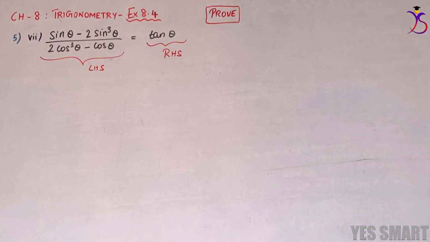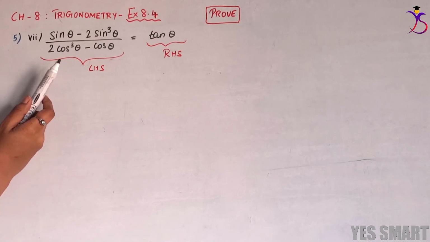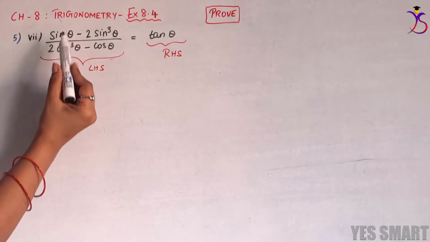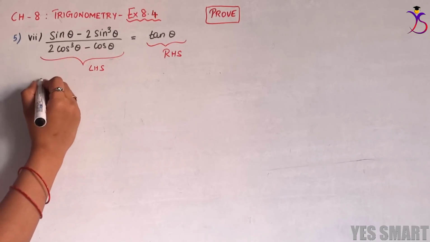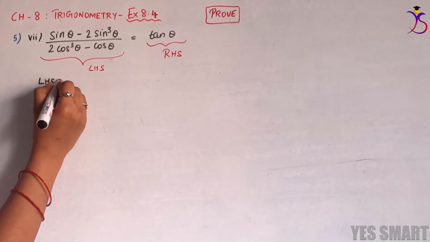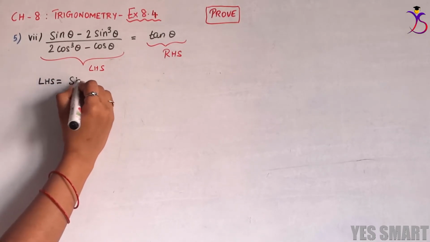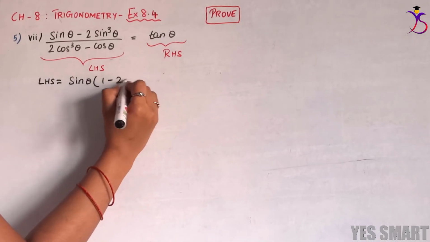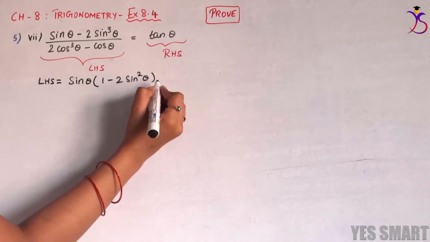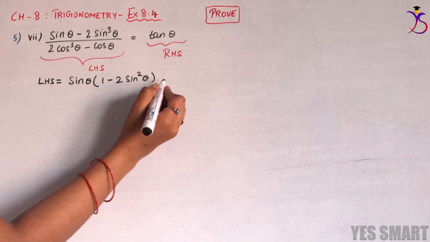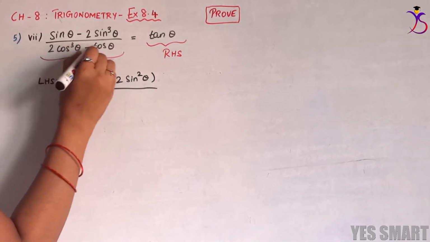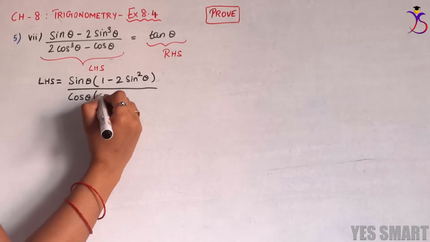Next we are going to solve 7th subdivision. They have given LHS and RHS. We will take the LHS as usual and prove that it is equal to RHS. So on taking LHS, I am just going to take the sin theta common in the numerator outside. So LHS equal to sin theta into 1 minus, in the second term already sin theta is outside, so we will have 2 sin square theta inside, because sin theta into 2 sin square theta we will get 2 sin cube theta. Similarly in the denominator I am just taking cos theta outside, so we will have 2 cos square theta minus 1 inside.